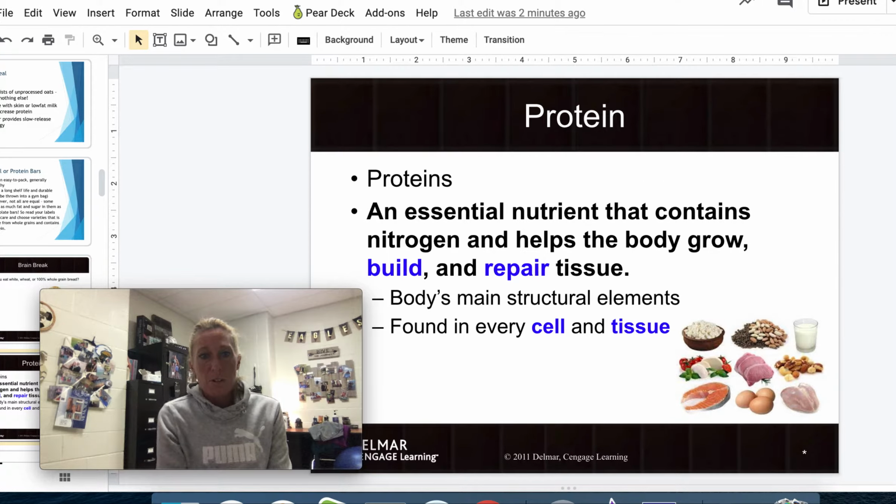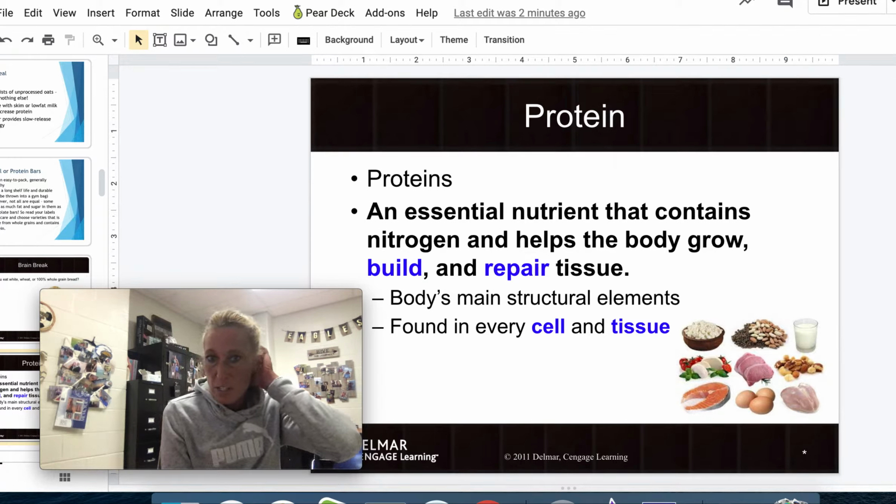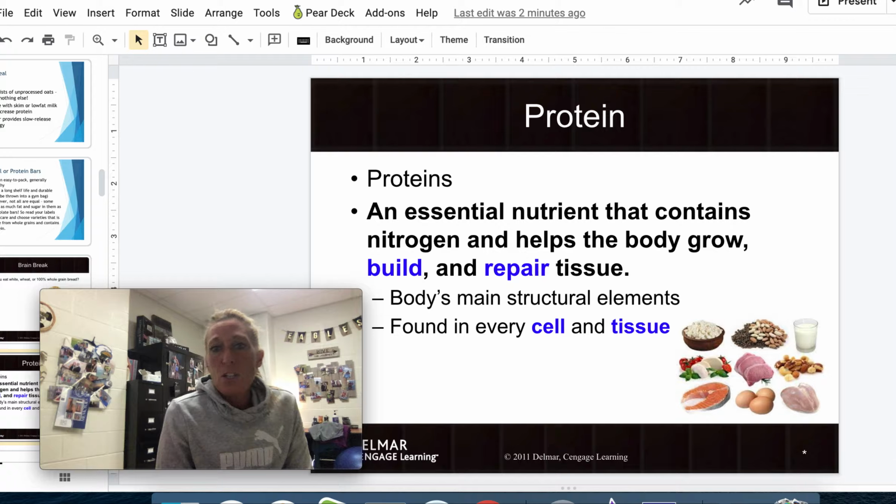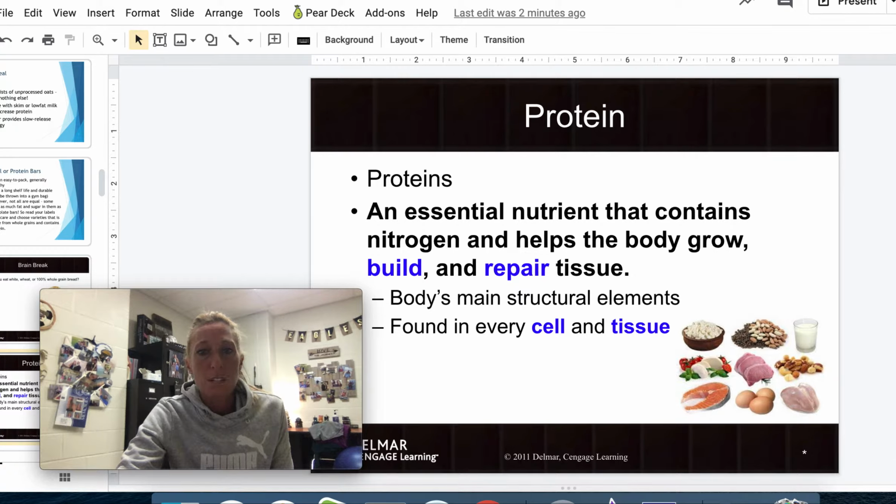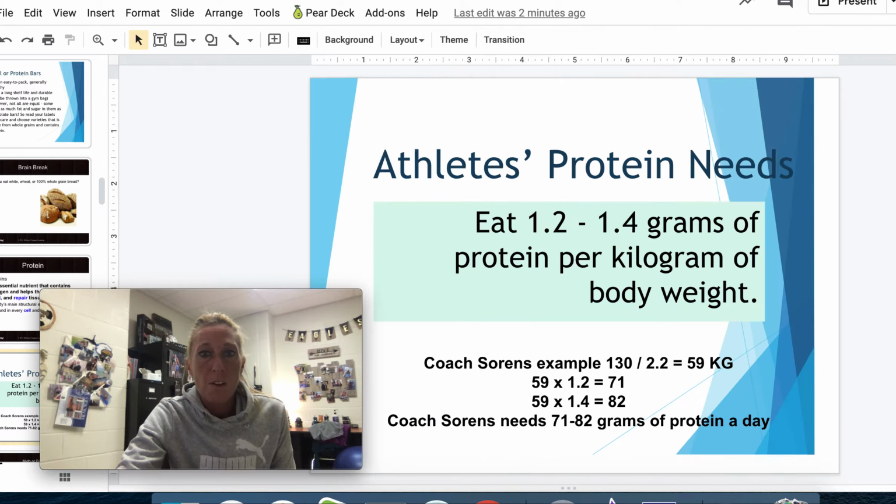Protein is our next one of the 6 essential nutrients that we're going to talk about. Proteins contain nitrogen to help the body grow, build, and repair cells. So you guys know when you're lifting weights, you're breaking your muscles down while you're in the weight room, and then you have to consume that protein in your diet in order to rebuild those muscles or repair the tissues that are being broken down while you are lifting weights. Your body's main structural elements come from protein. They're found in every cell, and every tissue in the body is protein.